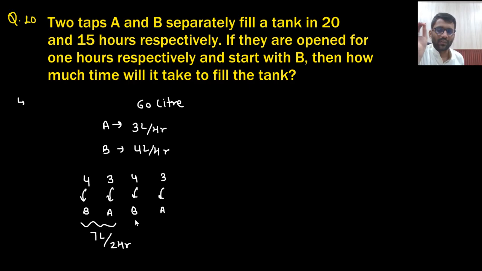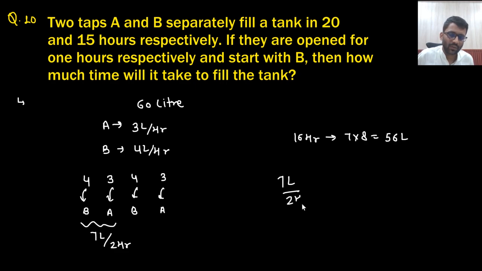So 56, basically in 16 hours. In 2 hours you are getting 7 liter, so in 16 hours how much will you get? 56 liter. In 16 hours you will get 56 liter, basically 7 liter per 2 hours. Then in 16 hours, 56 liter, right? So 56 liter you have got.